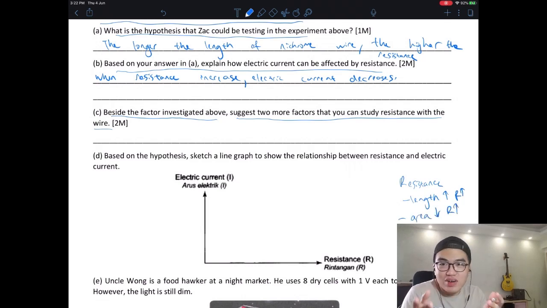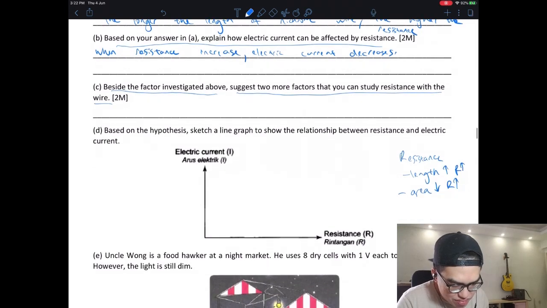What does it mean? If my road is smaller, the harder it is for me to move. Compare a small road to a highway. A highway is very big, the area is very big, so of course the resistance is going to be lower. So I think that's what they are trying to ask. For 2 more factors you can study, I think it's area. That's all. I'm not too sure what they want.